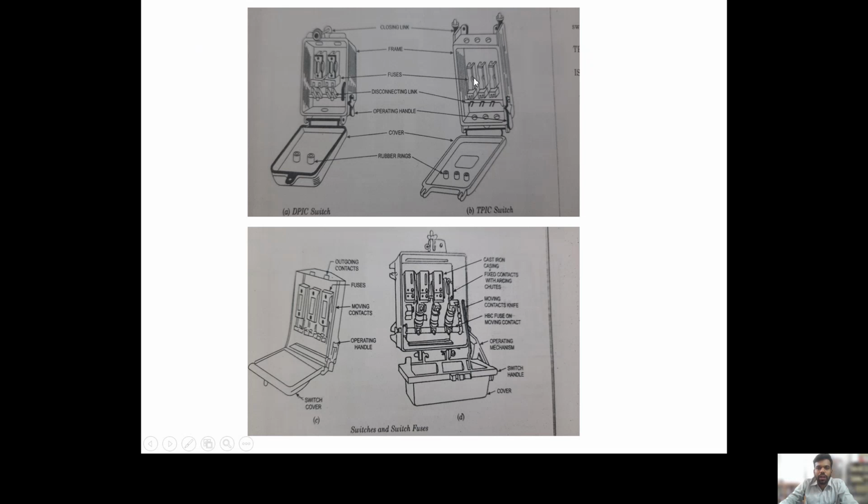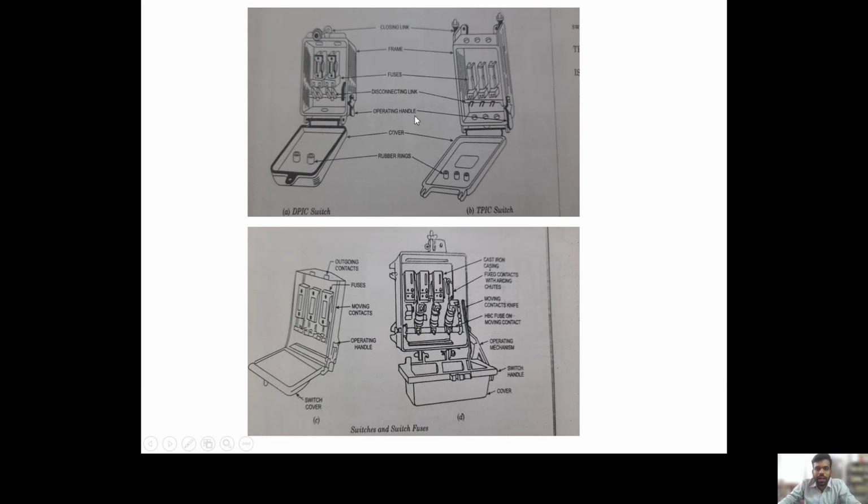These are the two kinds of switches: the double pole ironclad switches and the triple pole ironclad switches. This is a double pole, two poles are here. And this is a triple pole. The disconnecting link: these are the two links which connect and disconnect the supply from the distribution side to the mains.